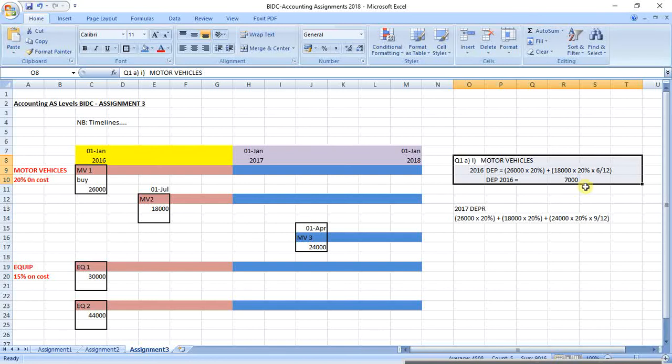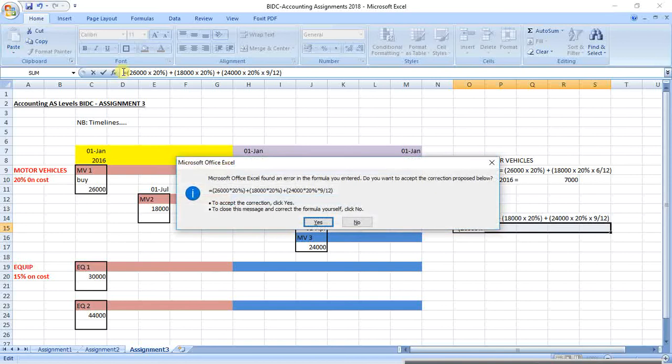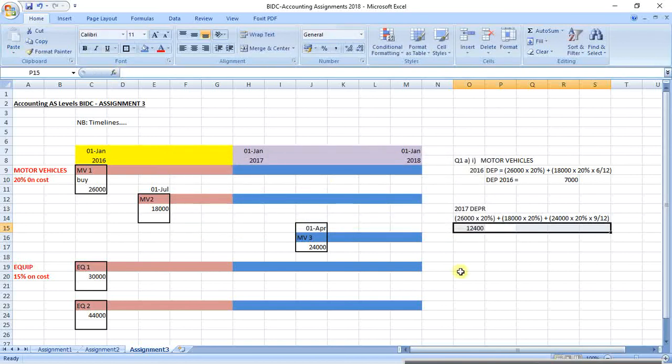So that was the first one. The next one we also did. I haven't calculated it yet. I'll get an answer for it. Let's copy paste this and see what we get. Equals 12,400. There's the next one.